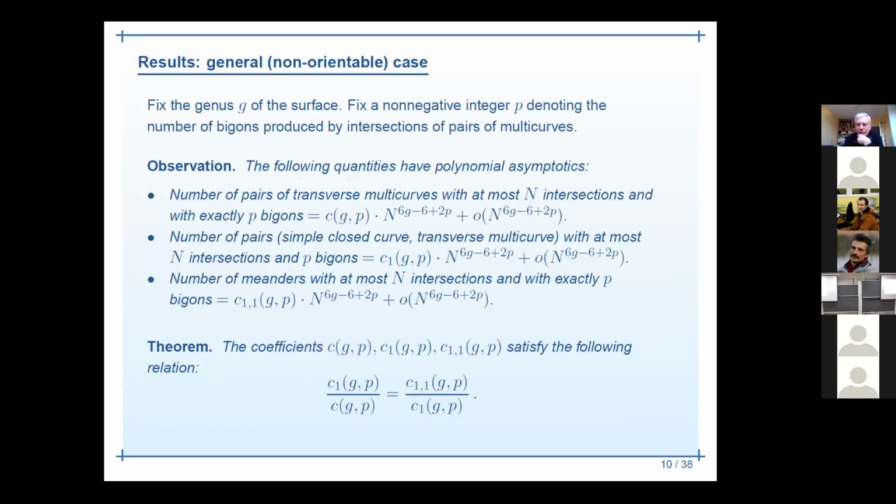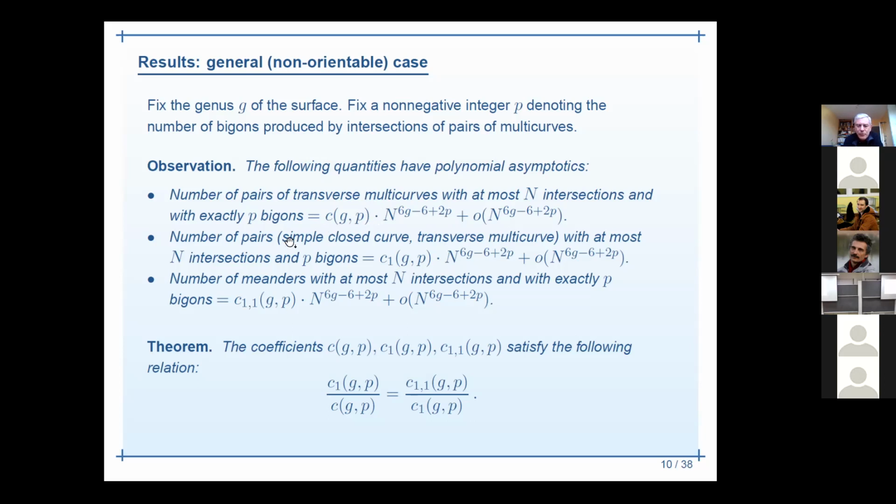So let me first formulate results in the non-orientable case. Let's fix the genus g of the surface. And in this case, we have to fix, as before, a non-negative integer p denoting the number of bigons produced by intersections of pairs of multi-curves. So the observation, which I will justify shortly and which is related to the count of square-tiled surfaces that appeared in the previous lecture, is the following. We can count the number of pairs of transverse multi-curves with at most n intersections and with exactly p bigons, and this number grows polynomially. The power of n, which is the number of intersections, is 6g minus 6 plus 2p. And there is some non-zero coefficient here, which depends on g and p.